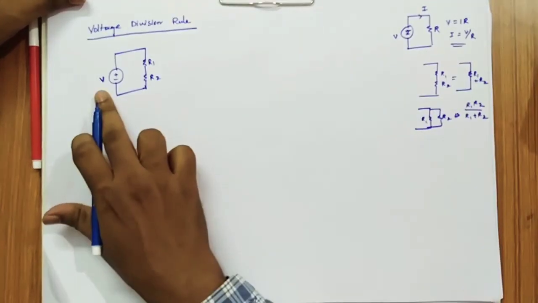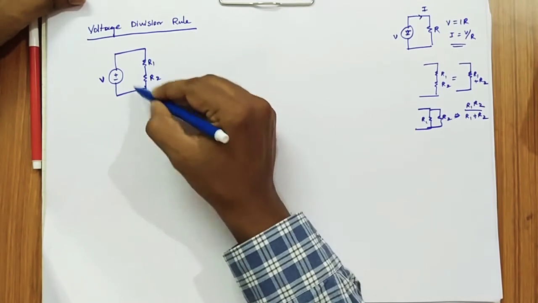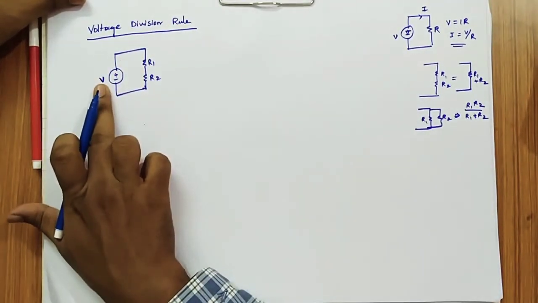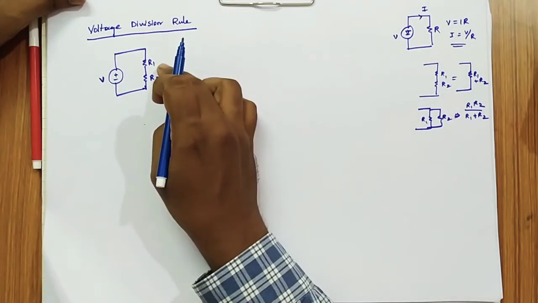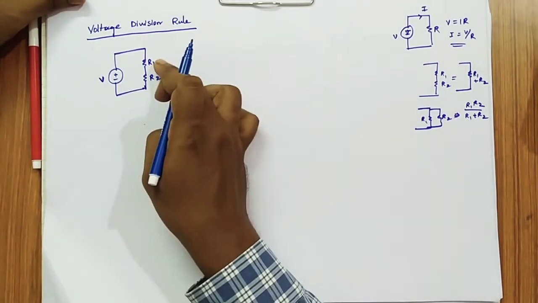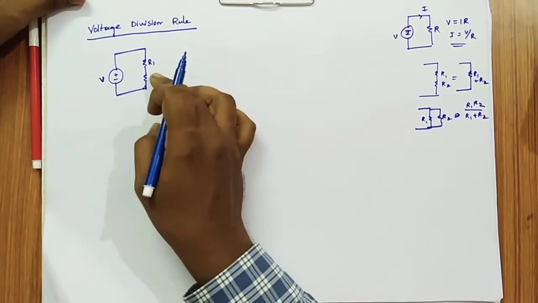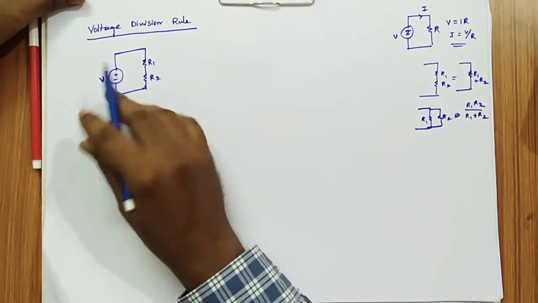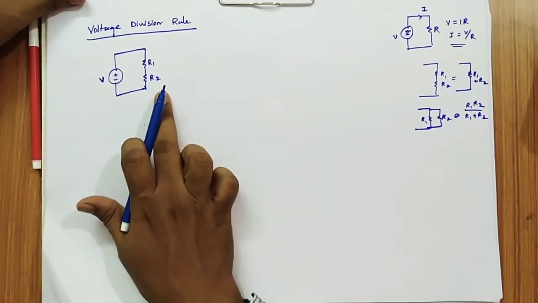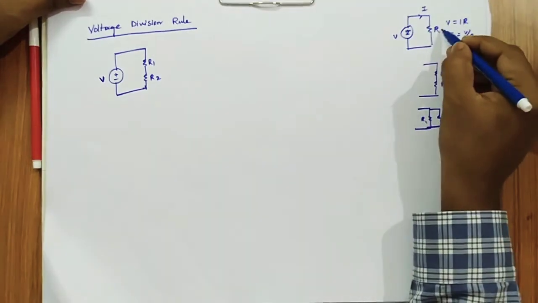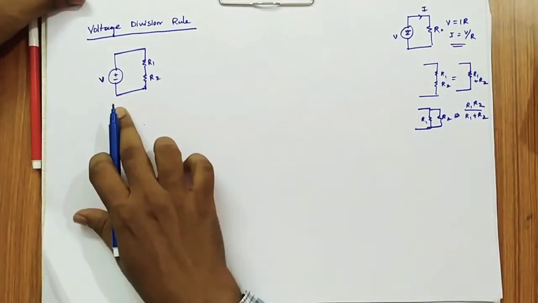So the voltage source has only two resistors connected in series. That means it sees only what resistance it's connected to. It doesn't matter whether elements are connected in series or in parallel. Here only the voltage source sees the resistance connected to it. If you add these two resistors R1 plus R2, you get R. So this is the pattern.